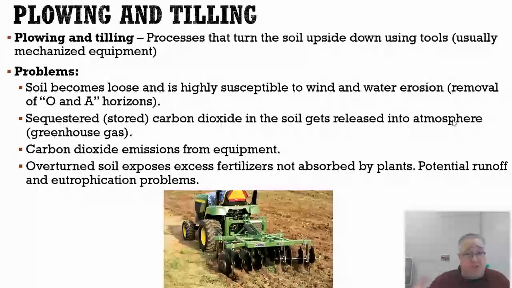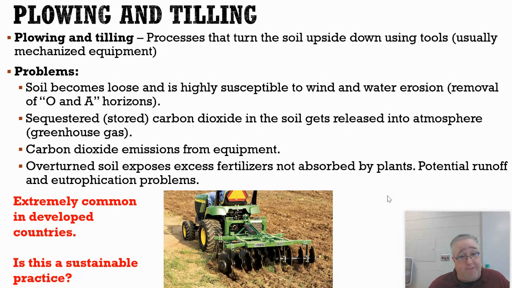And again, they can just be carried away by the wind or by water. That could lead to runoff problems and eutrophication problems if those fertilizers get into rivers and lakes and ponds and things like that. So these are all really big issues with tilling. We really want to minimize that as much as possible. But again, we've got to feed 7.8 billion people.